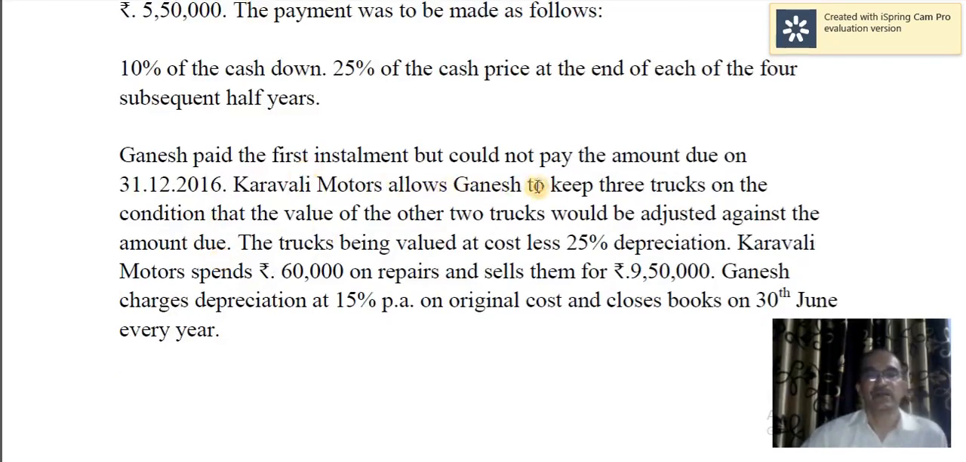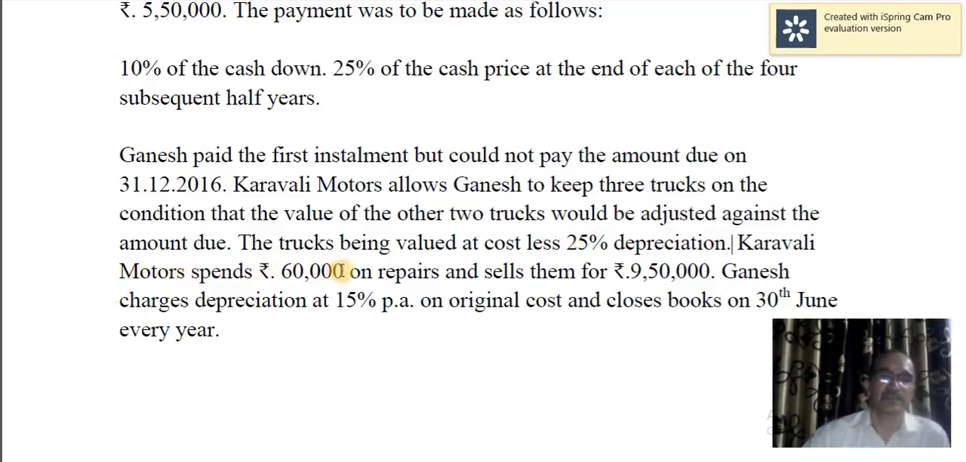Karavali Motors allows Ganesh to keep 3 trucks on the condition that the value of the other 2 trucks would be adjusted against the amount due. So 3 trucks were retained, 2 trucks were taken over. The trucks are valued at cost less 25% depreciation. Here it is taken as the original cost method.